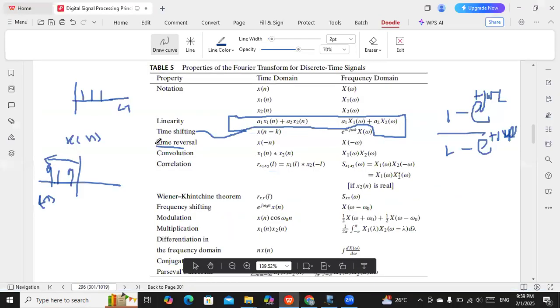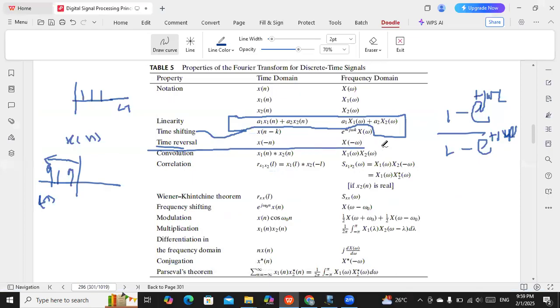And this convolution property is also very important. Maybe you have to apply this one.